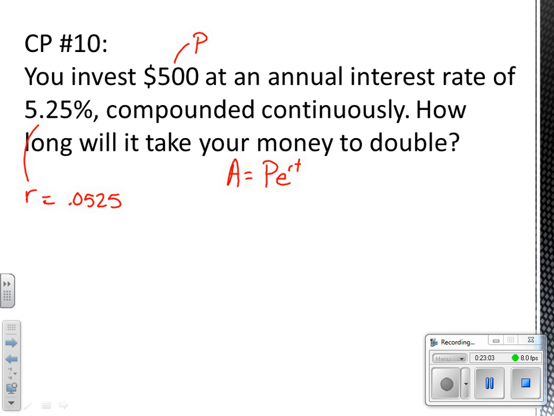Okay, we have an interest rate here of 0.0525. It's continuous, so we don't have number of interest periods to worry about. And we don't have time. Okay, we're finding the how long. So that means we must have a value for A somewhere in this problem as well. We're looking for how long it'll take for our money to double. So if we're putting in 500, the amount we're trying to reach would be 1,000. All right, so plug in your information to your problem. 0.0525t. Divide both sides by 500.